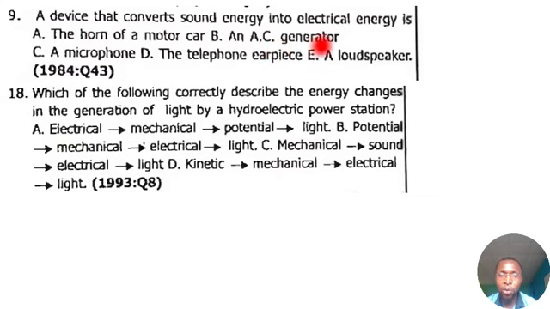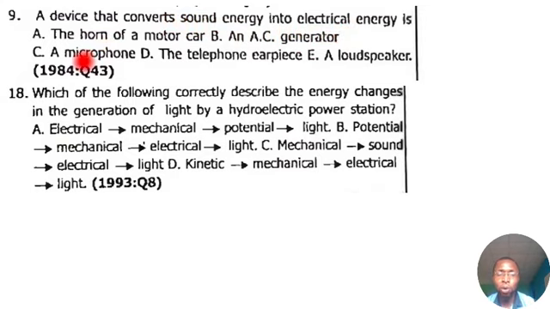B, an AC generator. An AC generator is the generator we use in our various homes when there is no light. An AC generator does not convert sound energy to electrical. Rather, it converts mechanical energy. Mechanical energy is when you are drawing the generator, so you convert mechanical energy to electrical energy. When you draw your generator with your hand, that's mechanical. Then when it begins to work and supply electricity, that is electrical energy. So an AC generator is a device that converts mechanical to electrical. So that's not correct. We are looking for the one that converts sound energy to electrical.